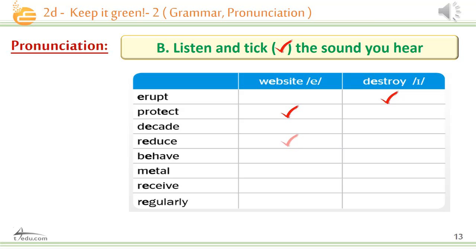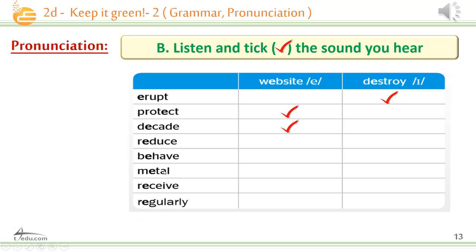Decade. Decade. Yes. Reduce. Very good. And reduce. Behave. Behave. Metal. Metal. Receive. Receive. Regularly. And regularly.